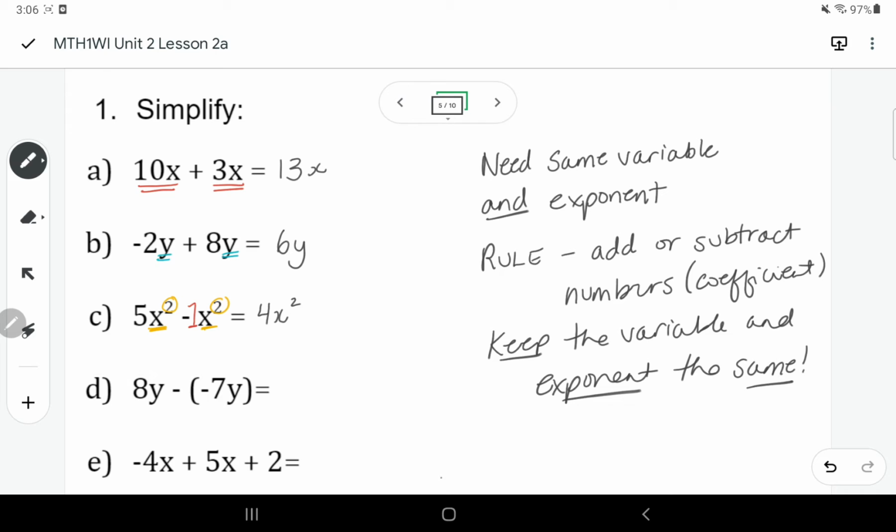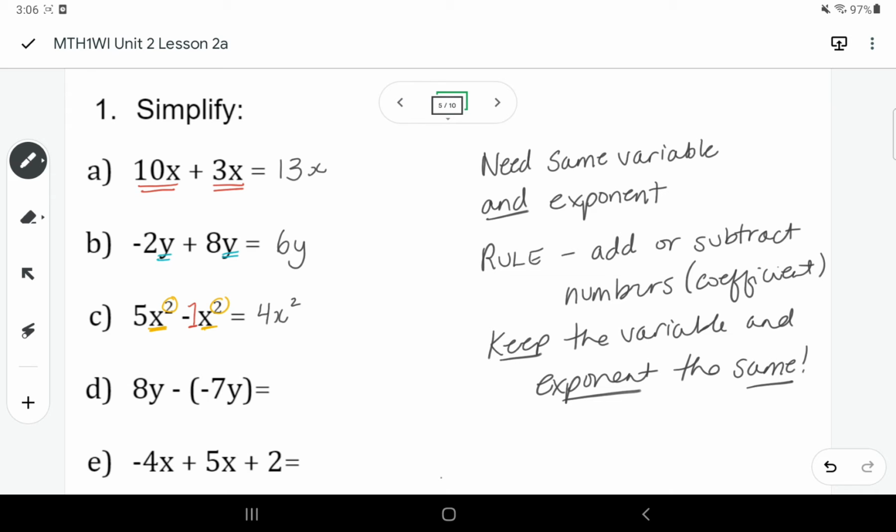It's sort of like a common denominator. When you get a common denominator, they've got the same denominator. So when you add or subtract, you keep the denominator the same. With these, we're doing like terms. We have to have the same variable and exponent. So when we add or subtract, we keep that the same because it was the same as when it started.